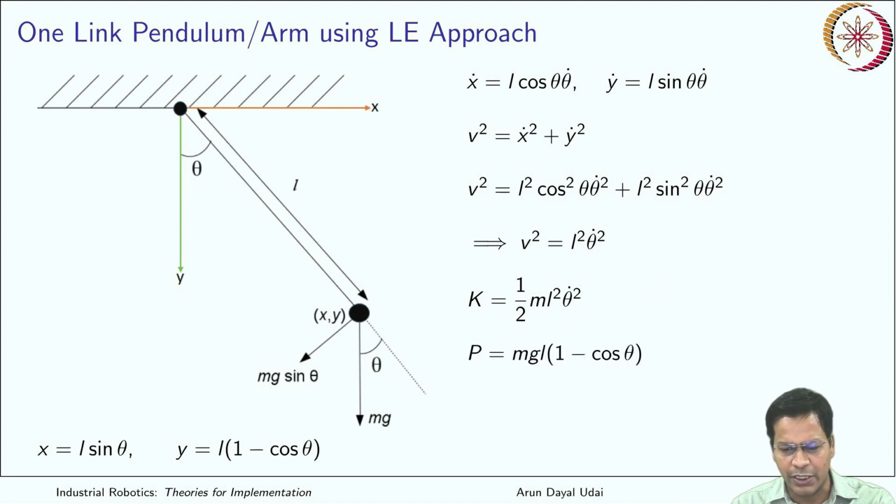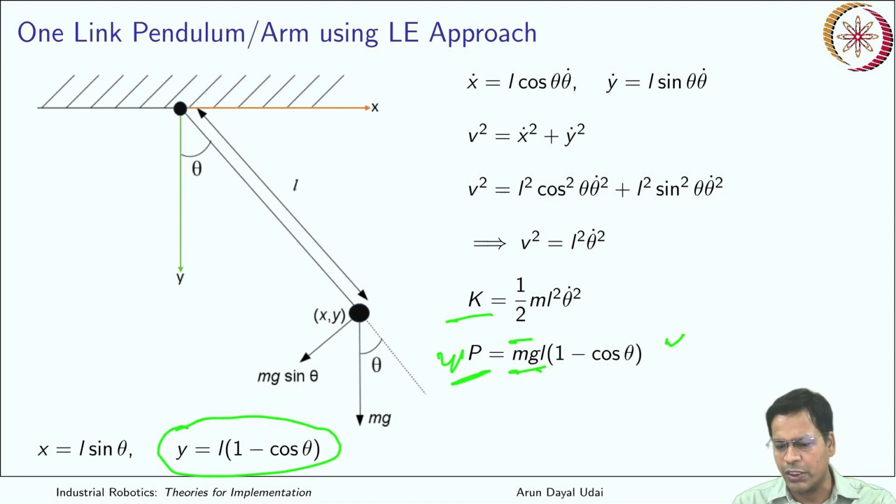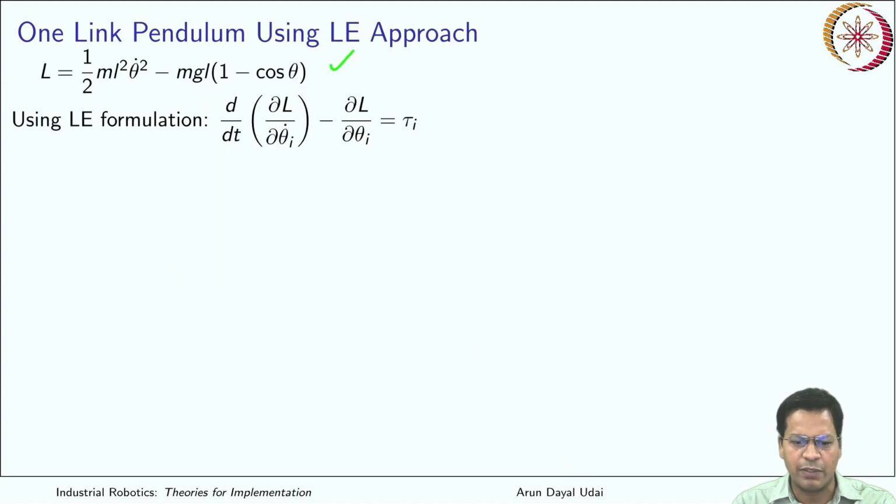Now how much is the potential energy? It is mg, the force, times the lift from the bottom most position to the next position, which is L (1 minus cos theta). This is your displacement, so it is your potential energy. You know now the kinetic energy and the potential energy. So the Lagrangian is kinetic energy minus potential energy. Once you have the Lagrangian, you can start doing your stuff. So this was the expression; I have just transferred it here also.